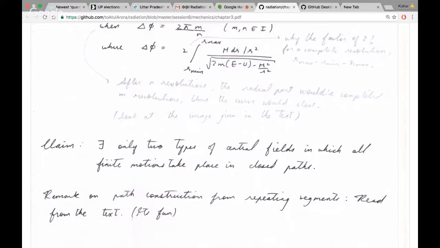So, a remark on path construction from repeating segments. Read from the text.